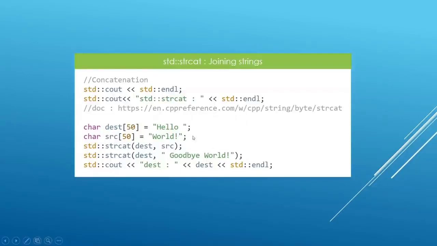So we're going to append goodbye world to whatever is in dest. And down here, if we print dest, we're going to have hello world, goodbye world printed out. We are going to play with this in Visual Studio Code in a minute. Don't worry if any of this doesn't make sense yet.